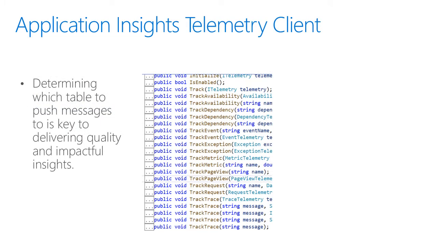Application Insights includes an SDK, and inside of this SDK is an object called the telemetry client. The telemetry client is key to sending messages to Application Insights. As you can see here in the screenshot, it has many different methods, including track availability, dependencies, custom events, exceptions, metrics, page views, requests, and traces.